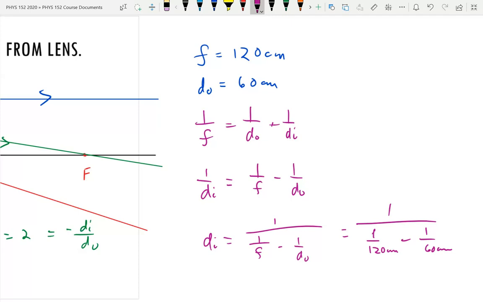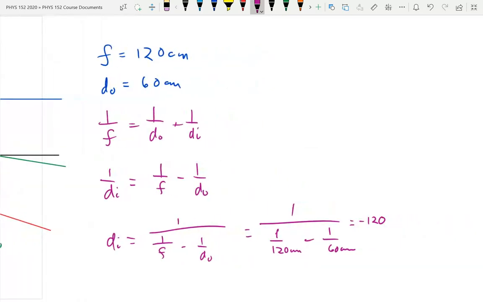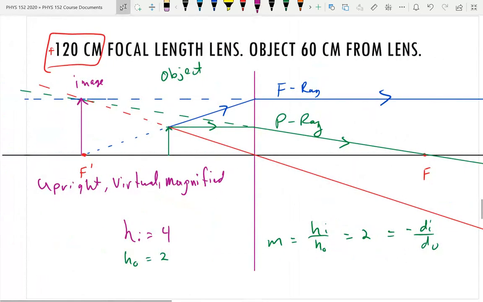So it's negative 1 over 120. 1 over negative 1 over 120 is negative 120 centimeters. And so that's our distance image. Looking back at the picture, my focal length was 120 centimeters. The secondary focal point was at minus 120 because it's on the opposite side. And so it should be right on that secondary focal point. I'm off just a little tiny bit, but it's pretty much as exact as I'm ever going to get.